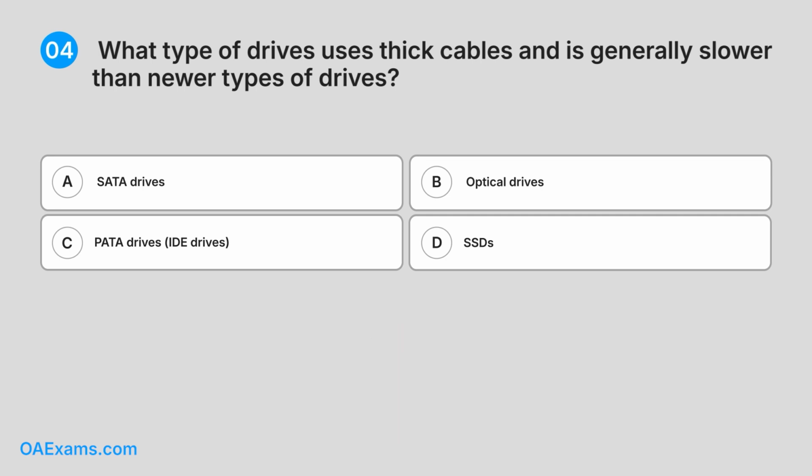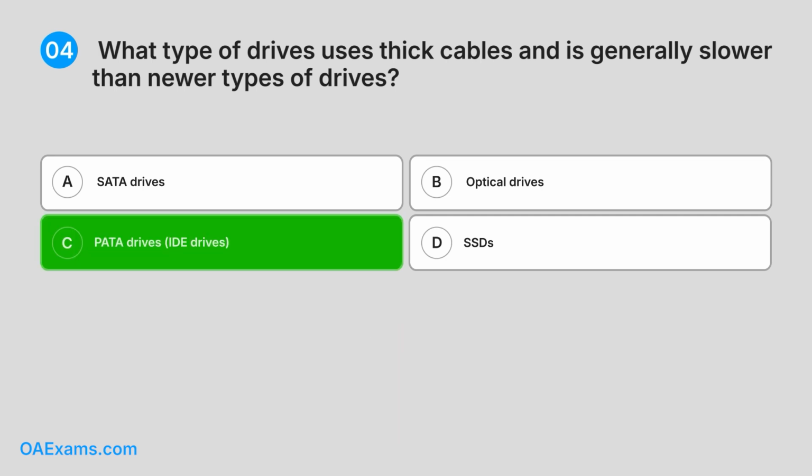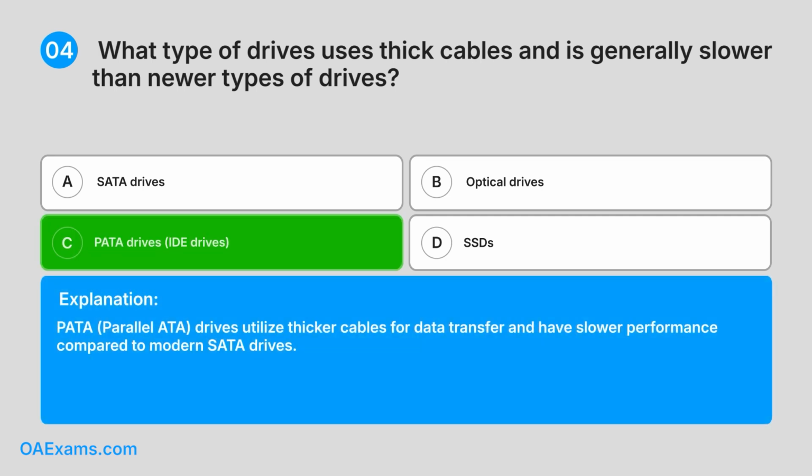Correct answer. C. PATA drives, IDE drives. Explanation. PATA, parallel ATA drives, utilize thicker cables for data transfer and have slower performance compared to modern SATA drives.